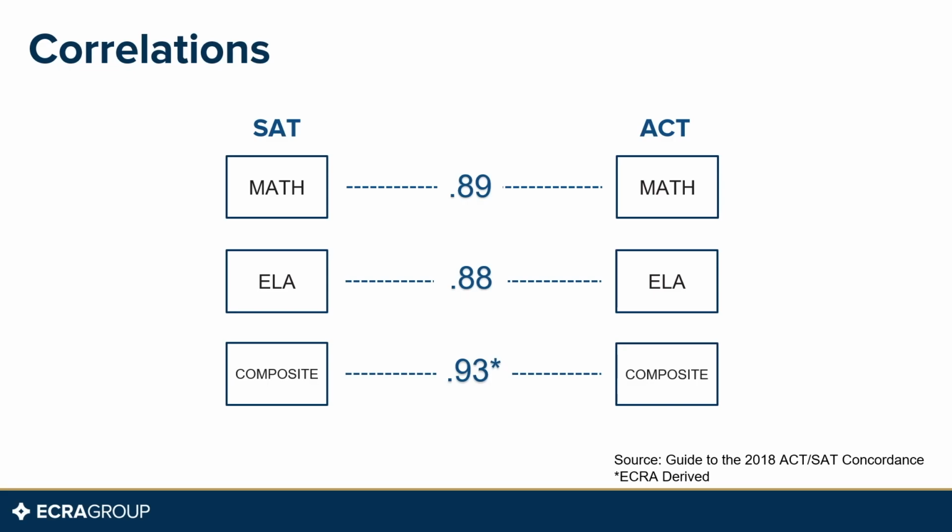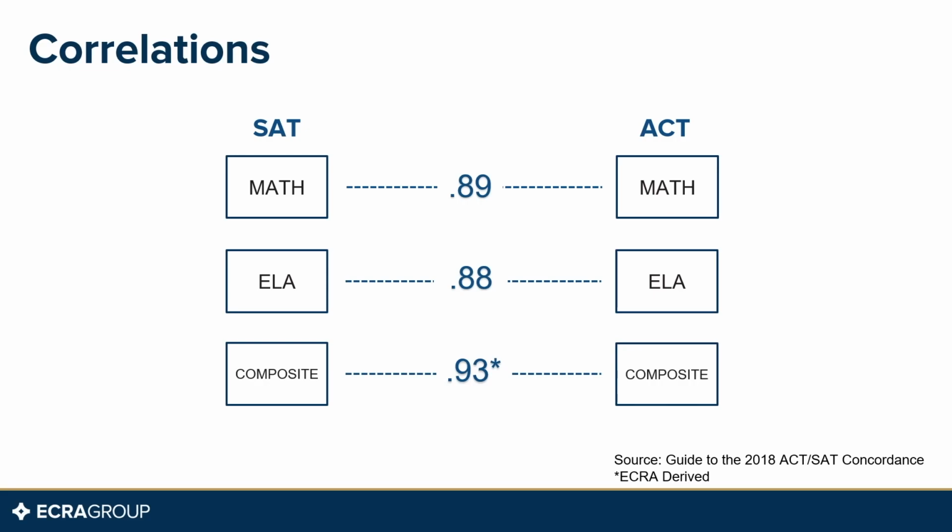And while there are differences in the tests, and while they certainly do not align to the same test blueprints, the correlation suggests that for most applications, we can exchange SAT and ACT scores for use in a variety of cases. And so when you think about the math components, those correlate at 0.89. The ELA components, they correlate at 0.88. And when you look at the composite scores, they correlate at 0.93.